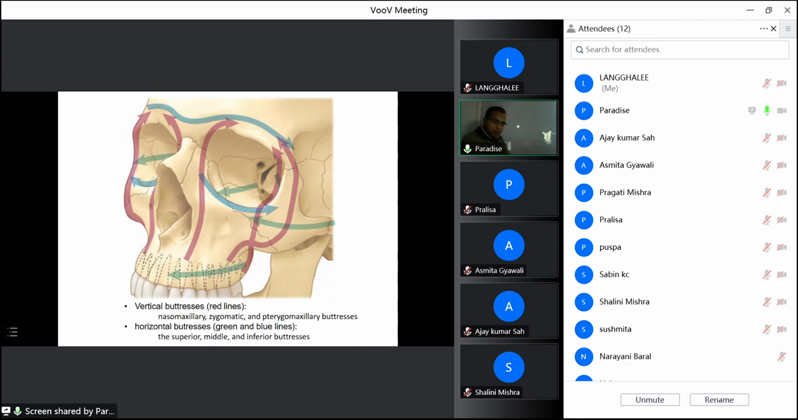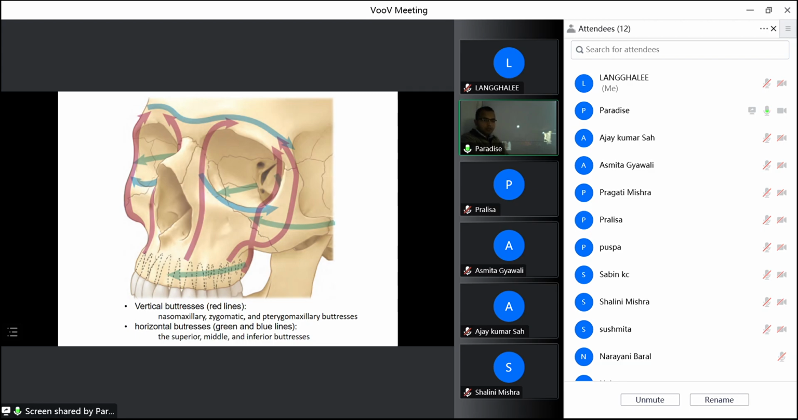So you have to identify the buttresses. Basically, there are 3 vertical buttresses as shown with a red line. These are the nasomaxillary buttress, or we say NM buttress. Next is the zygomaticomaxillary buttress, or we also say ZM buttress. The next is the pterygomaxillary buttress. It is present posteriorly in the pterygoid plates area.